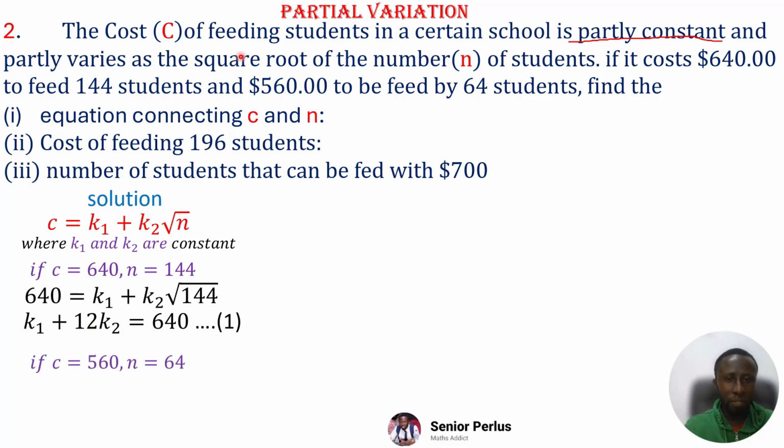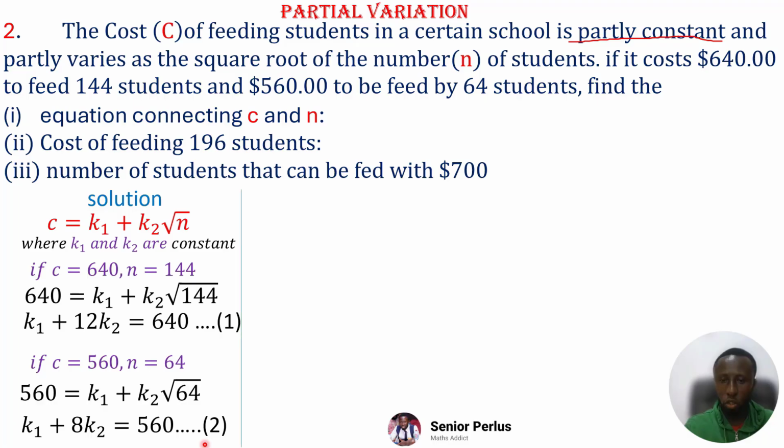Then we are given another one: C is 560, N is 64. We substitute this into the equation. The square root of 64 is 8, so you have this as equation 2. Then solve simultaneously to find your constants. Like I was saying, partial variation consists of two constants, variation by parts. So let's solve these equations.